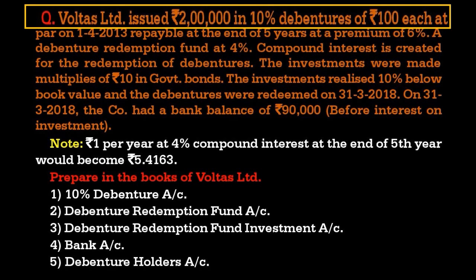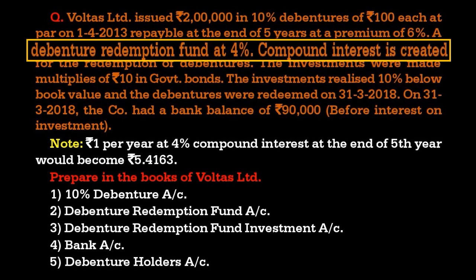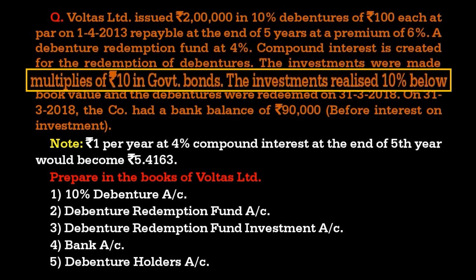Voltas Limited issued 2 lakhs in 10% debentures of rupees 100 each at par on 1/4/2013, repayable at the end of 5 years at a premium of 6%. A debenture redemption fund at 4% compound interest is created for the redemption of debentures. The investments were made in multiples of rupees 10 in government bonds.